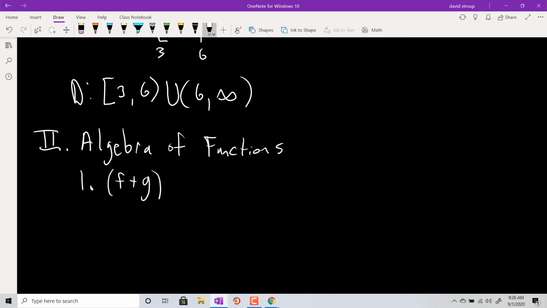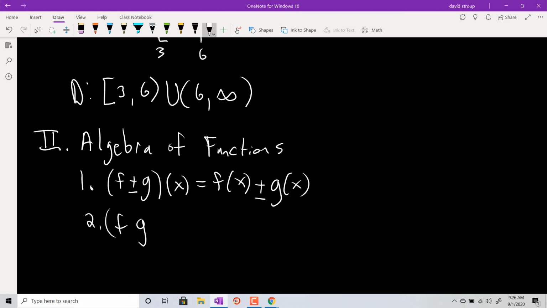But anyways, how do I make new functions from old ones? Well, you can add two old ones together. The notation for that is f plus g of x, but it really just means f of x plus g of x. Those are the same. And you can do it with plus or even minus, so I'll put a little minus in there. You can multiply them together. The notation for that is f times g of x, but it's really just f of x times g of x.